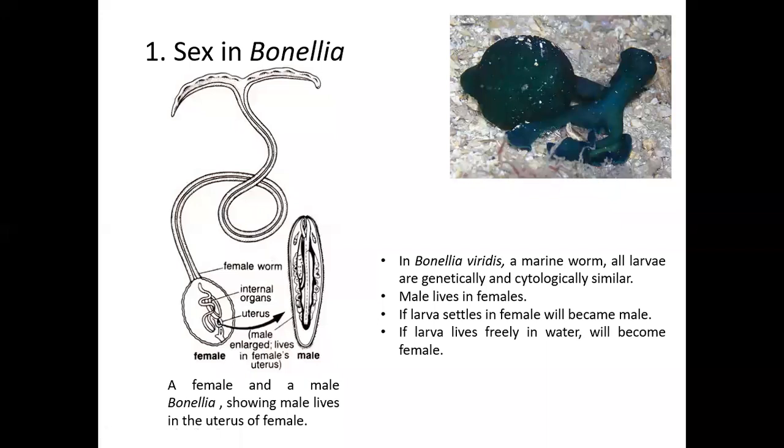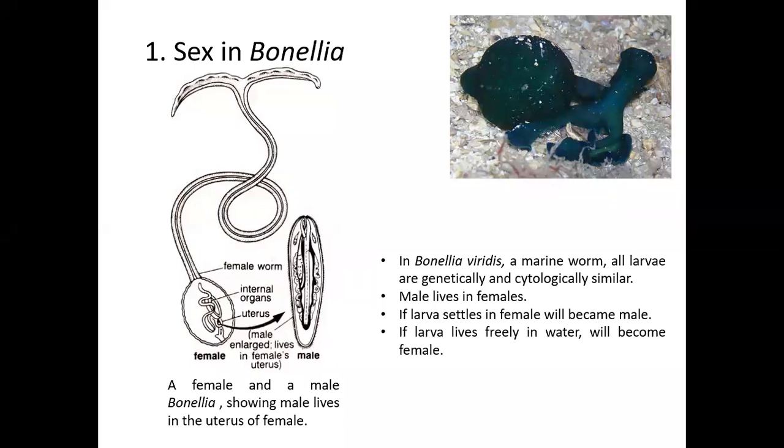So if a particular larva settles near the proboscis of an adult female, it becomes a male individual and lives in the uterus of the female. On the other hand, if it has to develop free in water, it will become a female.